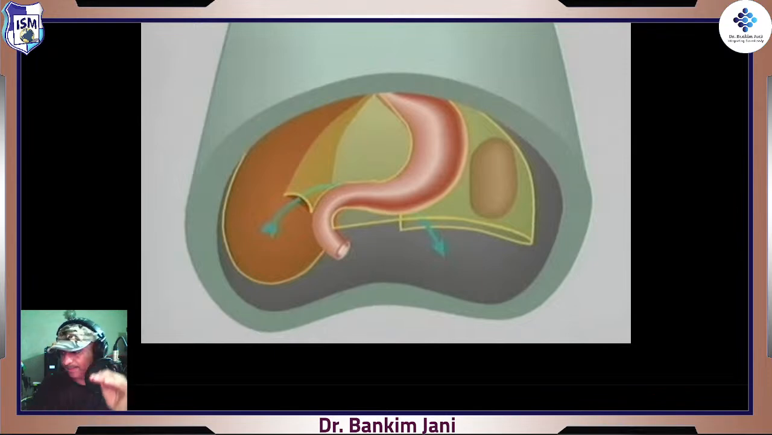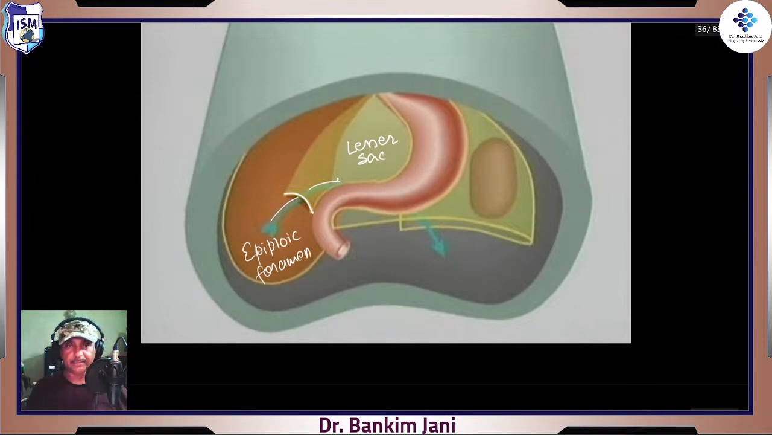It was that free margin. This free margin was already there, right? It remained as it is, and it turned into the epiploic foramen. So this epiploic foramen will actually take you all the way into the lesser sac, that is behind the stomach.